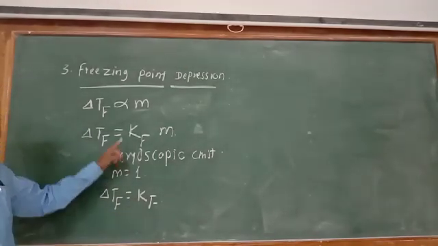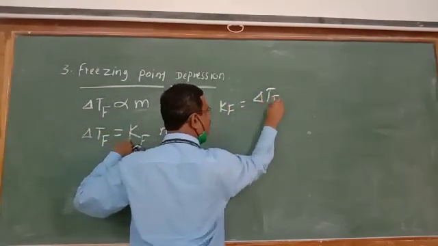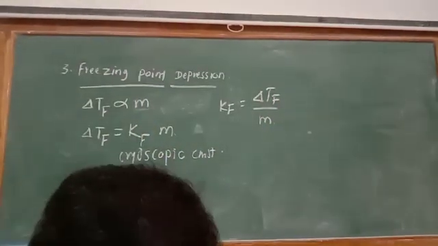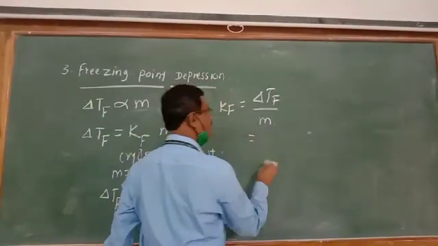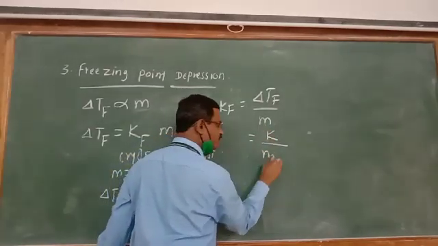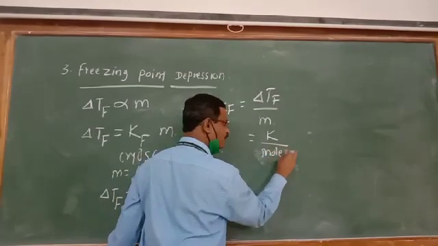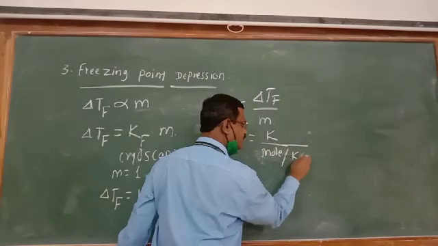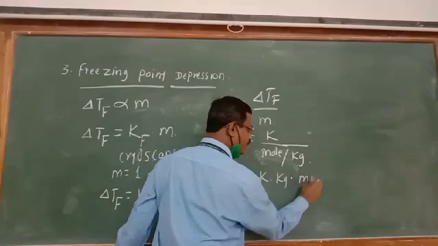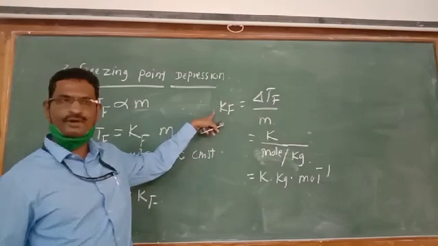Further, what is the unit of cryoscopic constant? From this equation, Kf is equal to delta Tf upon m. We know the unit of delta Tf. Delta Tf is the difference in temperature, that is Kelvin, divided by molality. Molality is nothing but the number of moles of solute divided by mass of solvent in kilogram. Therefore, Kelvin kilogram per mole is the unit of cryoscopic constant.